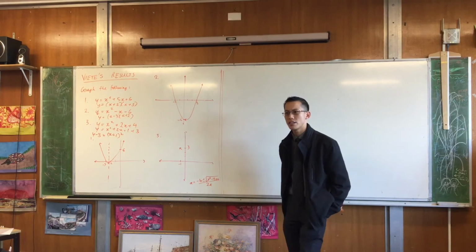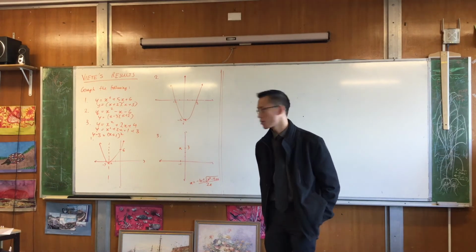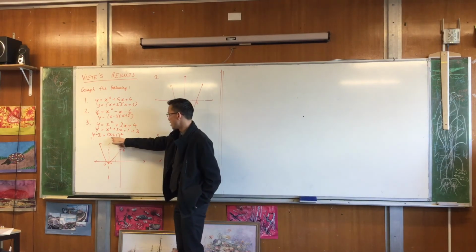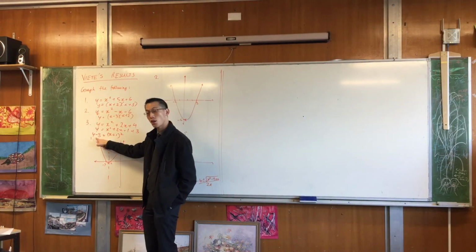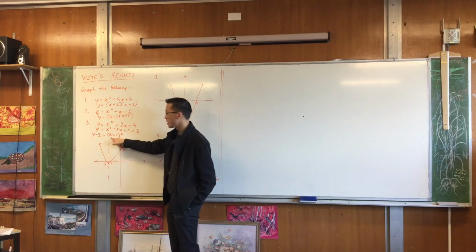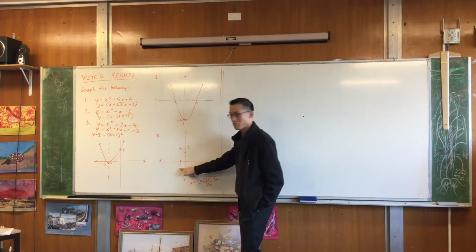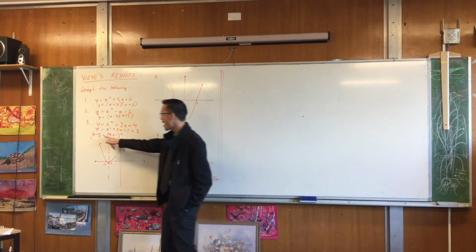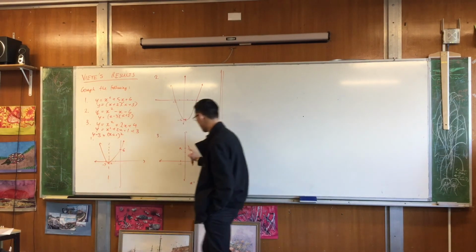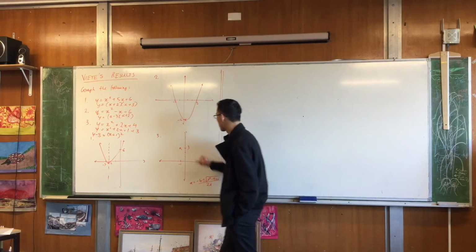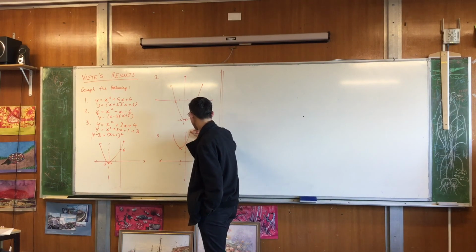Do you see how I can see that? Can you see where that comes from? I'm looking for the point that makes this 0 and the point that makes this 0. I should say the coordinate. Okay? So the x-coordinate that makes this 0 is -1. The y-coordinate that makes this 0 is 3. So that gives me my coordinates. And then I can draw my parabola like that.